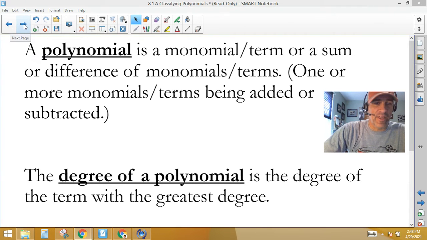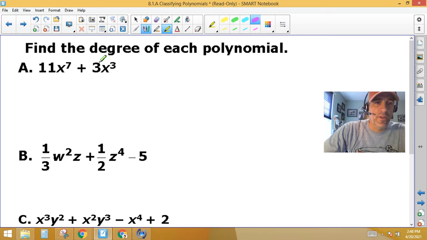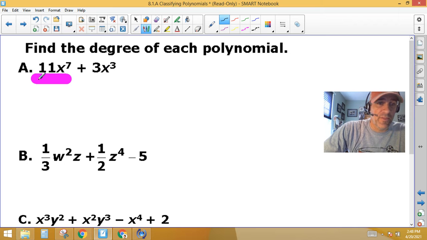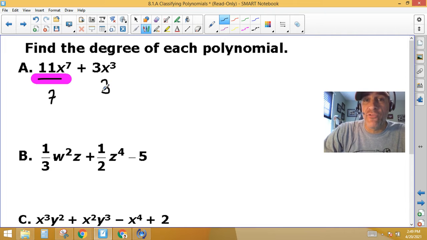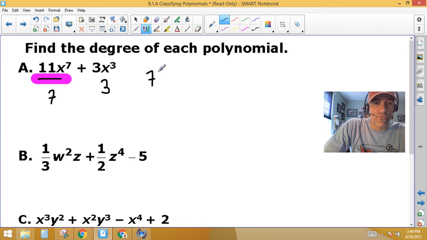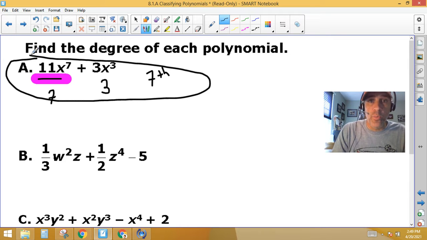So let's look at an example together. I'll do A with you. What's the degree of this term, this piece? This is two terms. 11x to the 7th is one, and then 3x to the 3rd is another one. This is a 7th degree. This is a 3rd degree. I do not combine them. I do not add them together to get 10. This is a 7th degree polynomial. That's what A is. It's a 7th degree polynomial. I do not combine each term.